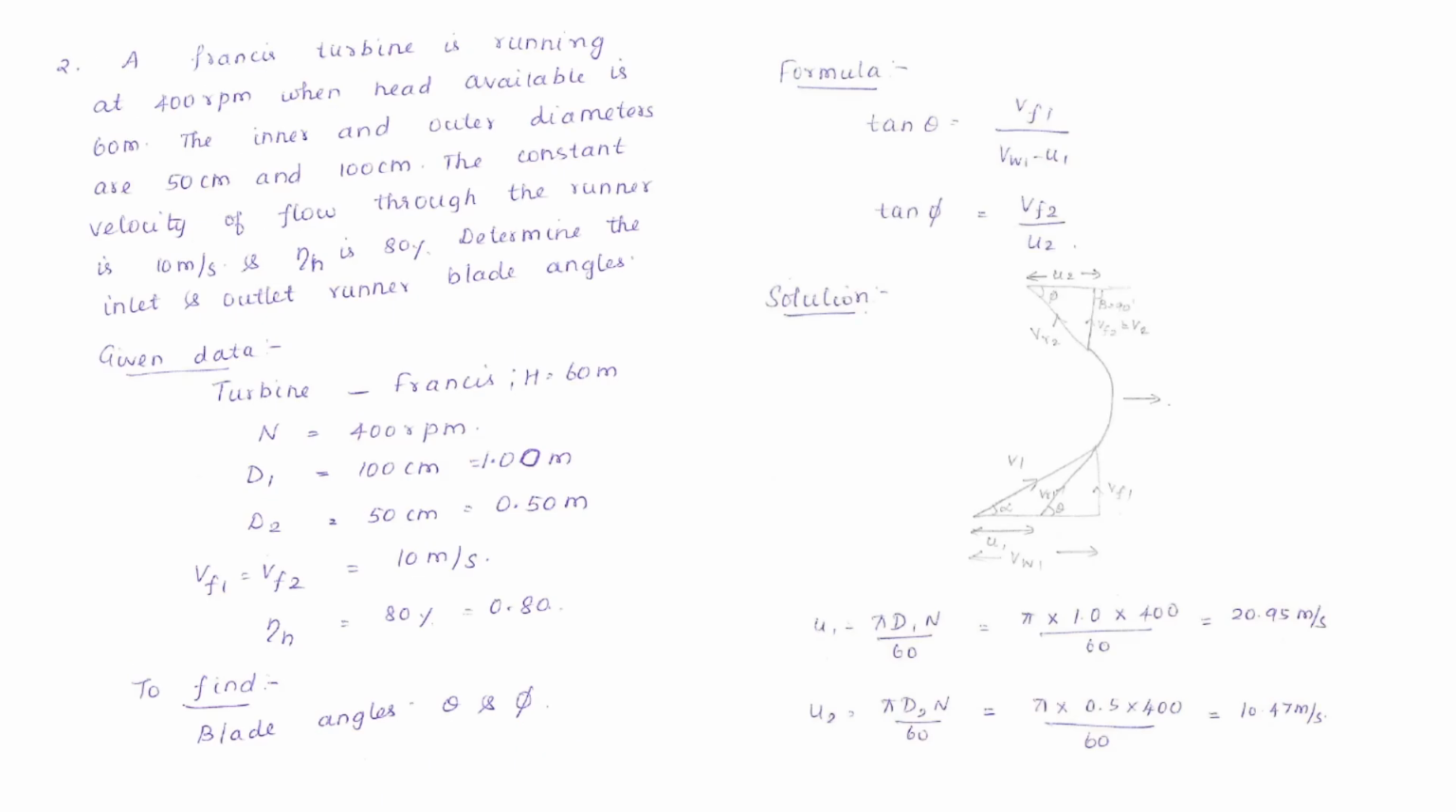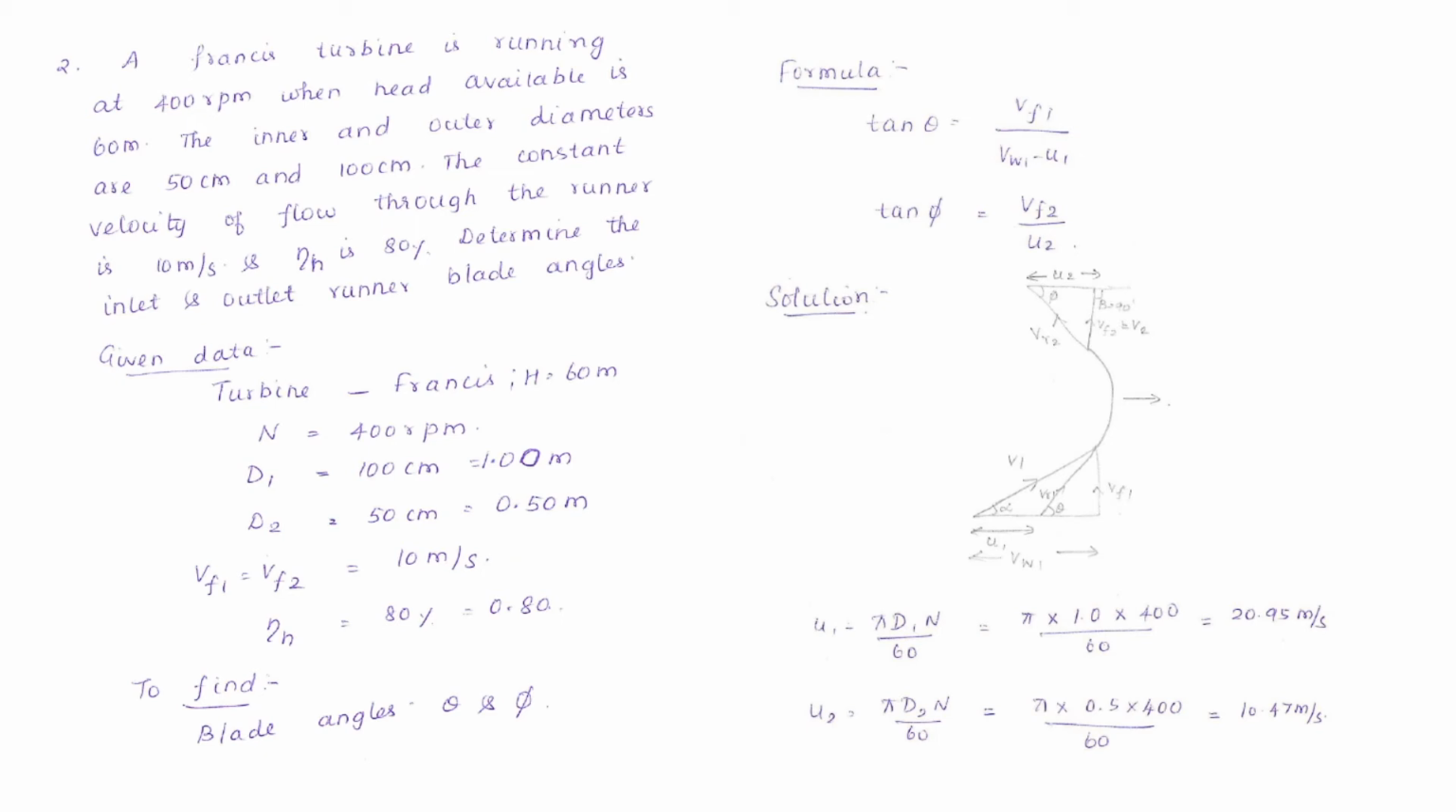The next problem is, a Francis turbine is running at 400 rpm when head available is 60 meter. The inner and outer diameters are 50 cm and 100 cm. The constant velocity of flow through the runner is 10 meter per second and eta h, that is hydraulic efficiency, is 80%. Determine the inner and outer runner blade angles.